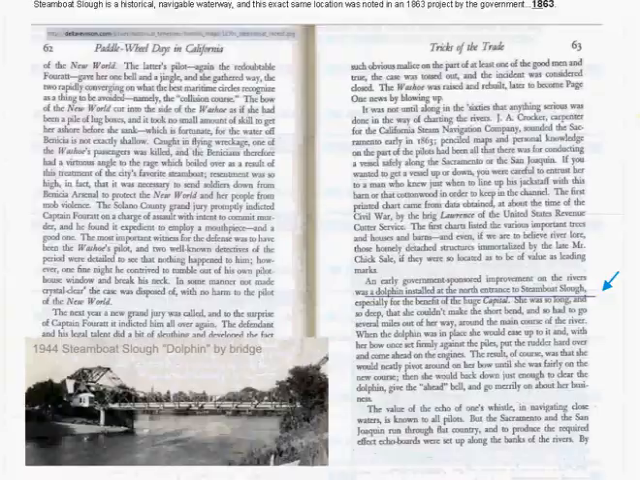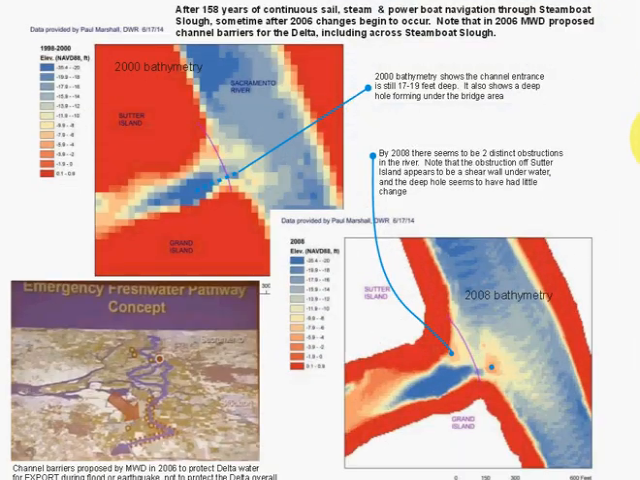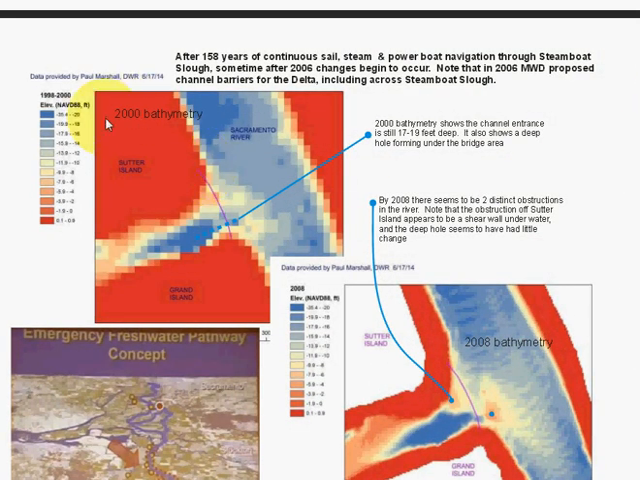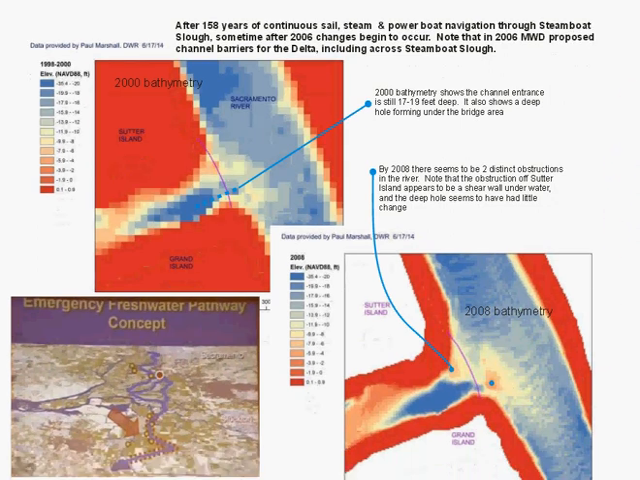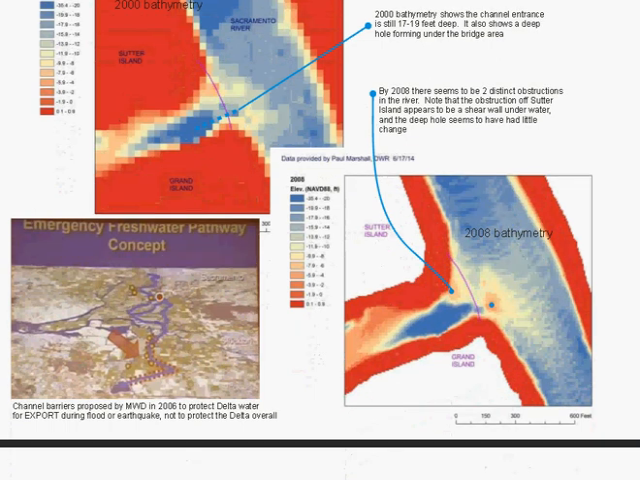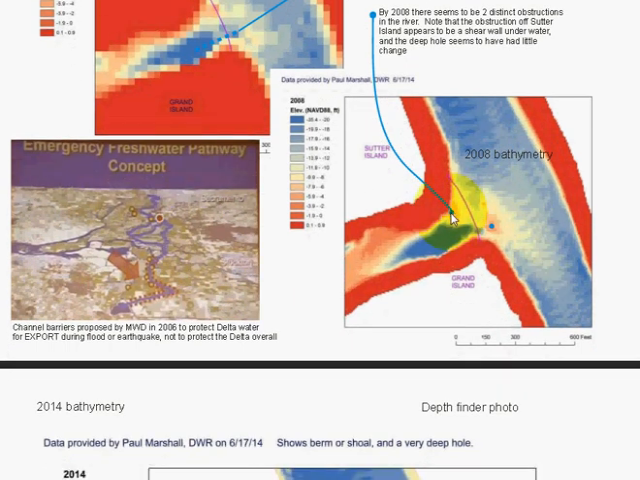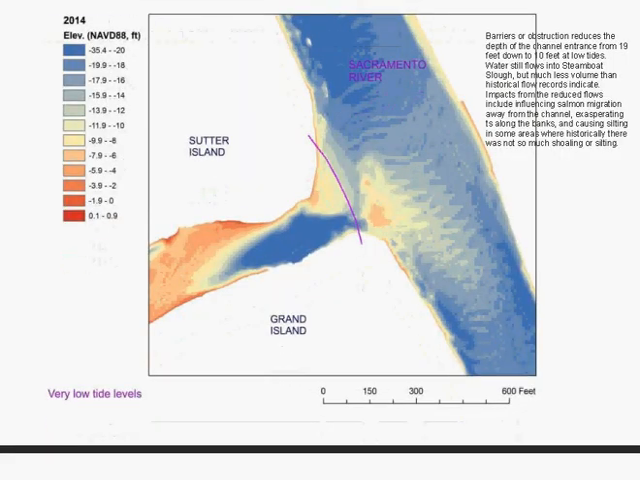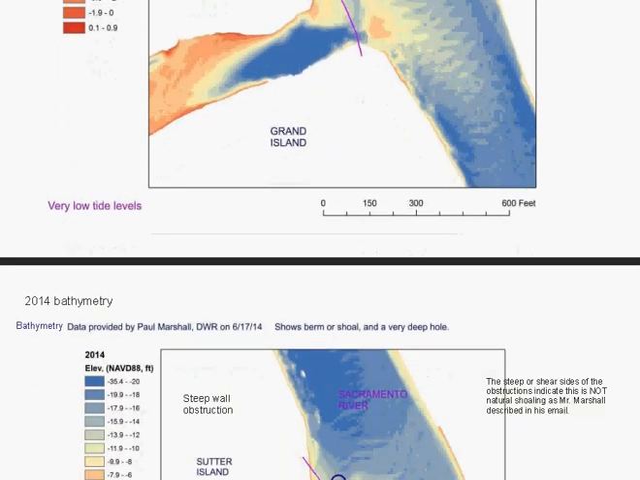If you want to go through this, you can see the history of Steamboat Slough. Here's some of the data provided. This is the 2000 bathymetry from Mr. Marshall, and they gave me a 2008, and here is 2008, and it shows that something happened right here. It actually turns out it appears to be either a solid wall and then a pile of rocks, and you will see that we knew there was a wall there. And then this is going to 2014. That was used to make the 3D model.